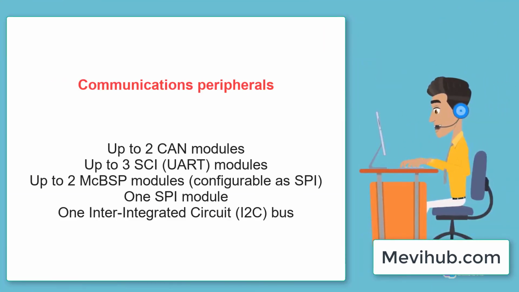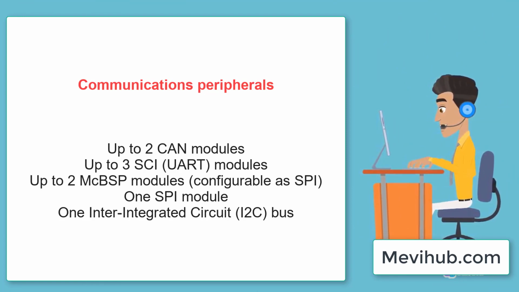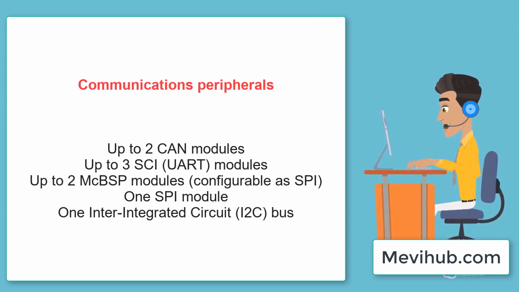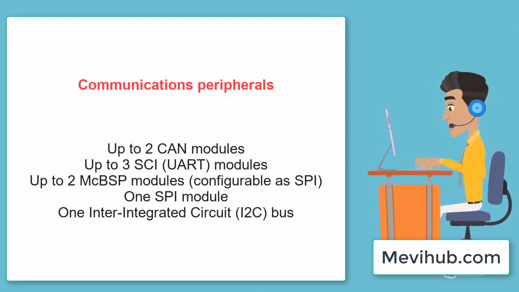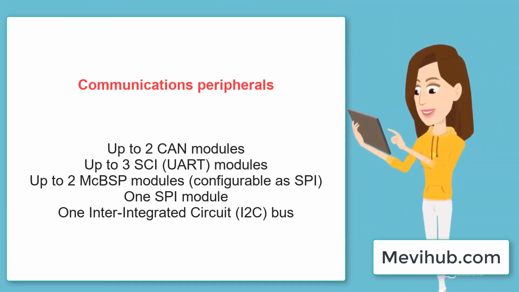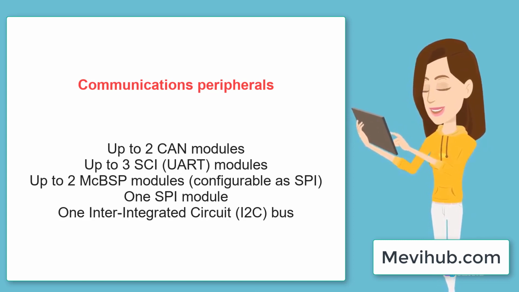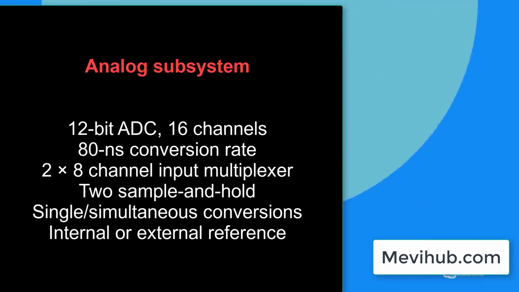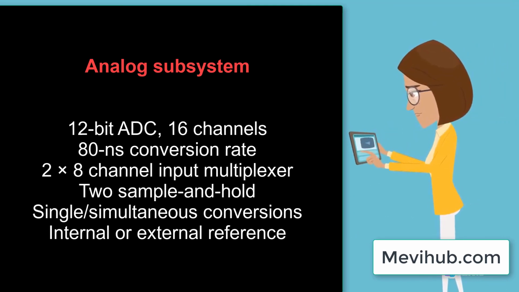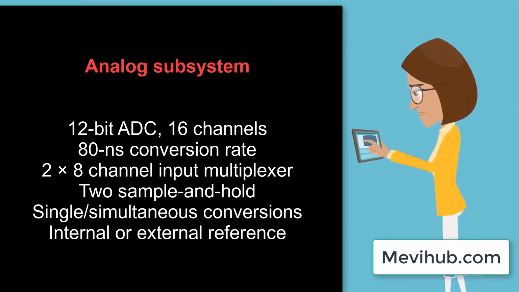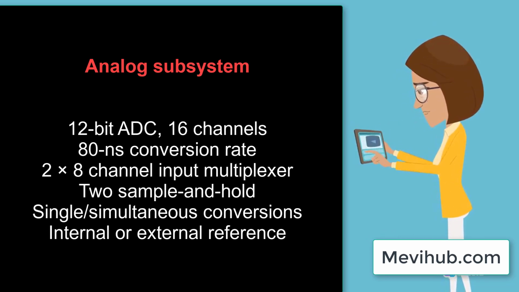Communications peripherals: up to 2 CAN modules, up to 3 SCI (UART) modules, up to 2 McBSP modules configurable as SPI, 1 SPI module, and 1 inter-integrated circuit (I2C) bus. Analog subsystem: 12-bit ADC, 16 channels, 2 sample-and-hold. Single/simultaneous conversions. Internal or external reference.